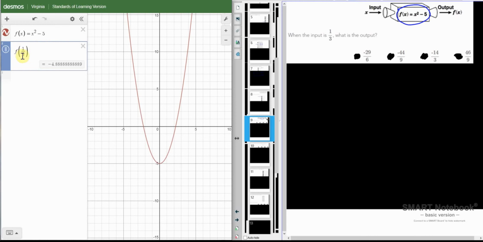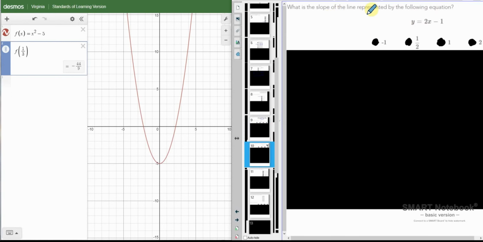So I just type in f of 1/3. Only problem here is it gives me a decimal answer, and all their choices are fractions. So I hit my decimal to fraction conversion button right here, and it gives me negative 44/9. And so we have our answer again.